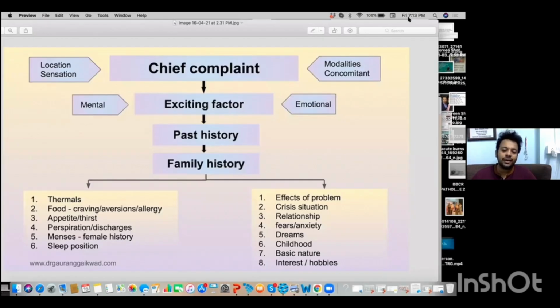The case I have divided into three parts. The first part is related to the complaints. So you can see this at the upper part. This is the complaints. The next part is generally the generalities, or in Kentian terminology, you can call it physical generals. And the next set of areas are what you can call the mentals or the mind symptoms. So these are the broad perspectives of different areas in a case taking map, if I had to think about it in that direction.